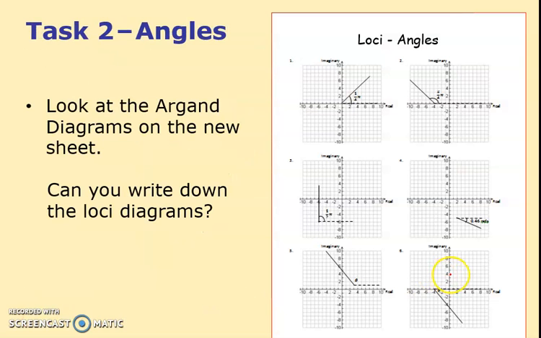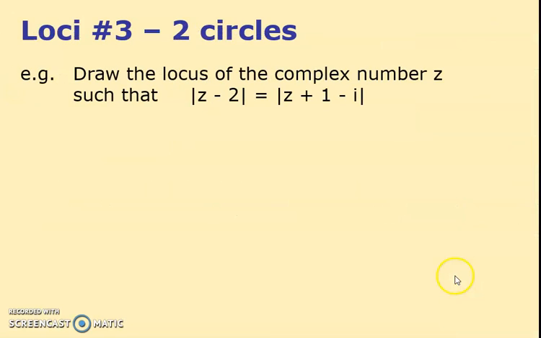So task 2, we've got an angles sheet to do, and then we've got this thing I've called 2 circles. It's not really called 2 circles, but I'm drawing 2 circles to show you what's going on. It says draw the locus of |z minus 2|. Now last time we had z, for instance, plus 1 minus i, the modulus of that equal to a number like 3 would have been a circle. You change the sign, I reckon there, it would have been a circle of radius 3.